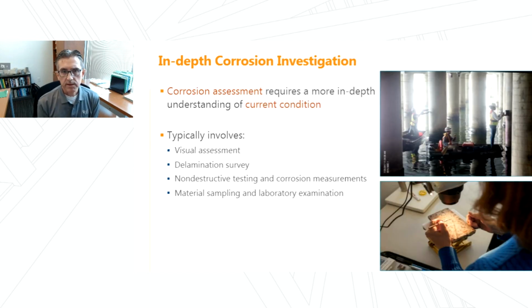So the in-depth corrosion investigation requires considerably more information to get a good understanding of current condition to assess corrosion risk or corrosion damage that's present. And typically that's going to involve a visual assessment, a delamination survey, which involves hammer sounding on the concrete or chain dragging on horizontal surfaces. And there we're listening for hollow sounds that would indicate we have an internal delamination that's developed because of the corrosion damage. Normally we perform non-destructive testing and corrosion measurements, and will normally collect material samples for laboratory examination.